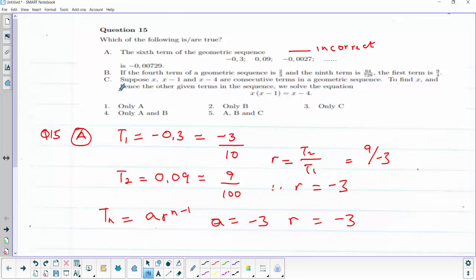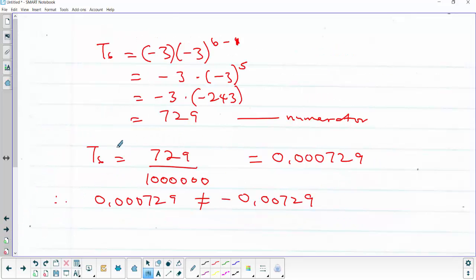We are considering B now, whether it's correct or not. If the fourth term of a geometric sequence is 2/3 and the ninth term is 64/729, the first term is 9/4. So we need to ascertain whether we are going to get 9/4 as the first term. Let us calculate it now. Let's go back to our calculation page. There's no space here, so let us open another page. This is going to be B.